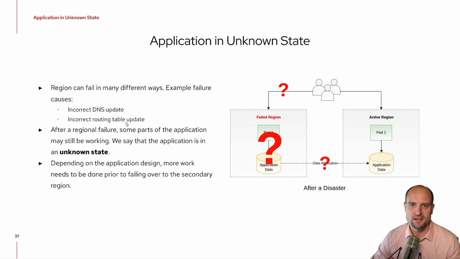If a disaster happens in a region, it doesn't necessarily mean that the applications in that region are down. The applications can still be running, it's just that they may not be reachable from outside. If an application in such an unknown state accesses global resources, then we need to be careful. Let me show you on an example what the issue is.